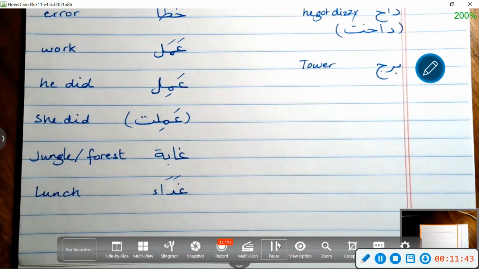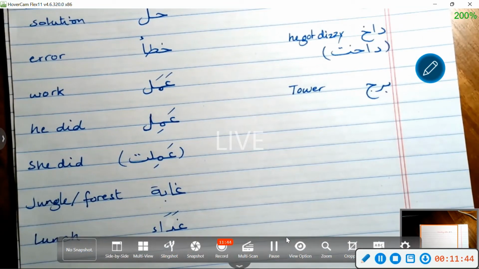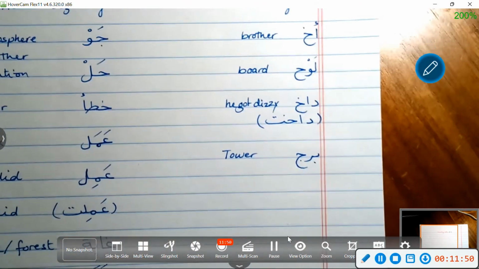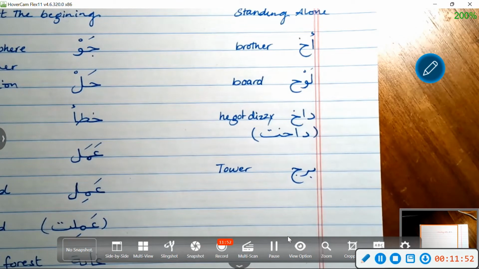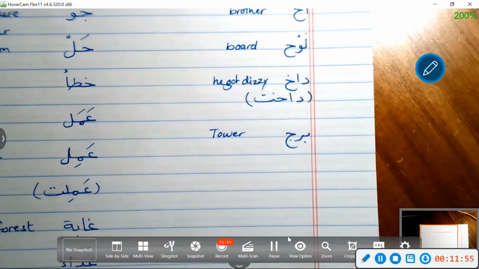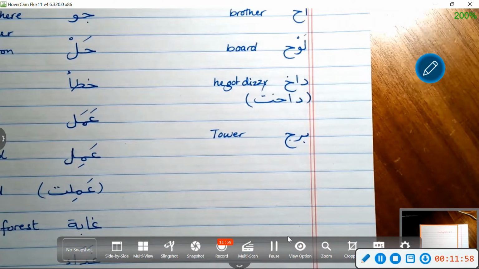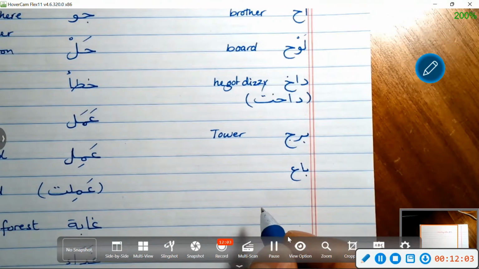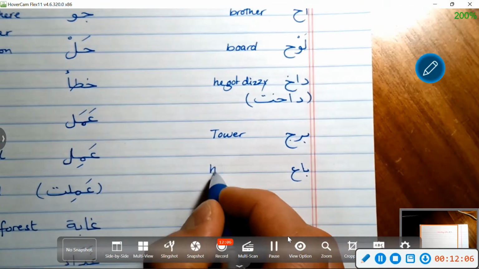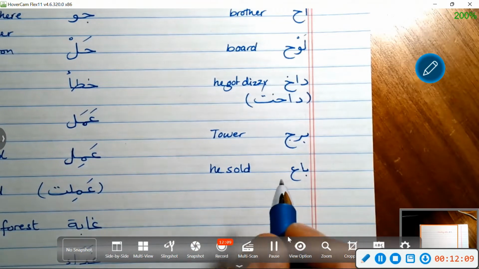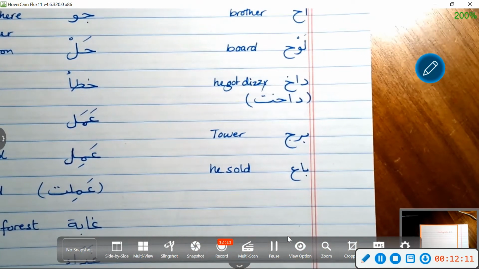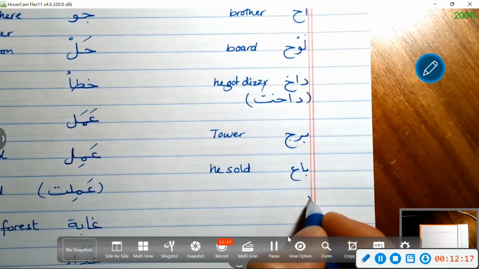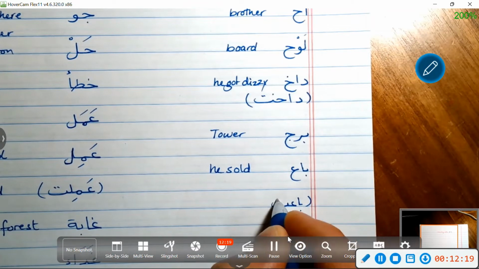So I forgot also to add here under the standing alone, I forgot to add two words that come with ayn, but ayn stands alone, like باع. باع يعني he sold. And we can make it feminine by adding تاء مفتوحة. We say she sold.